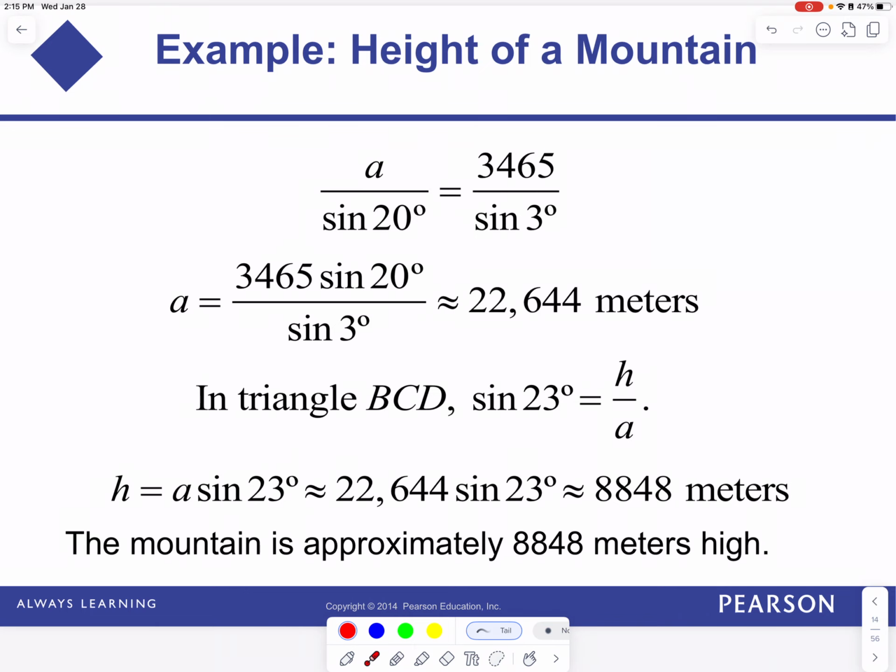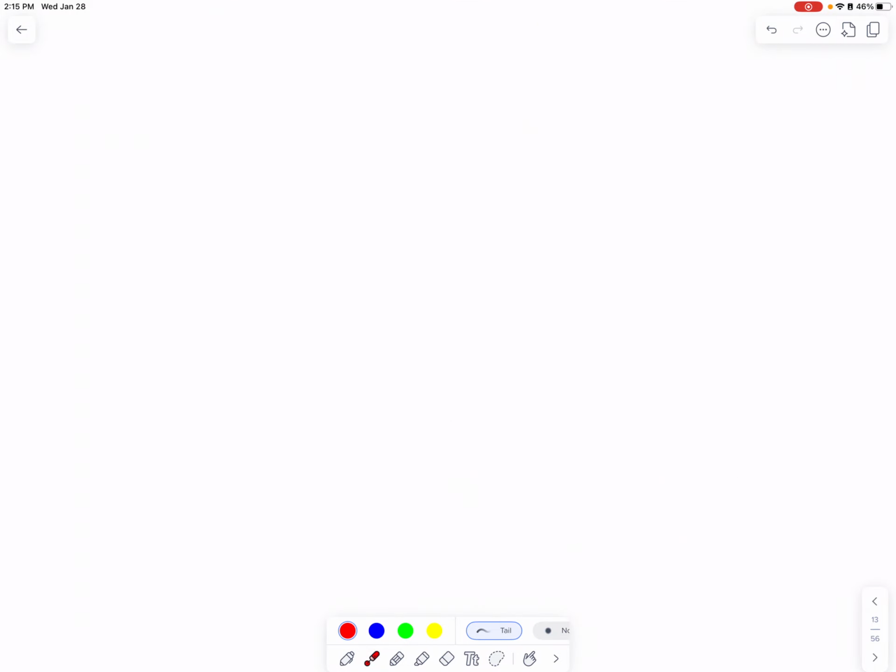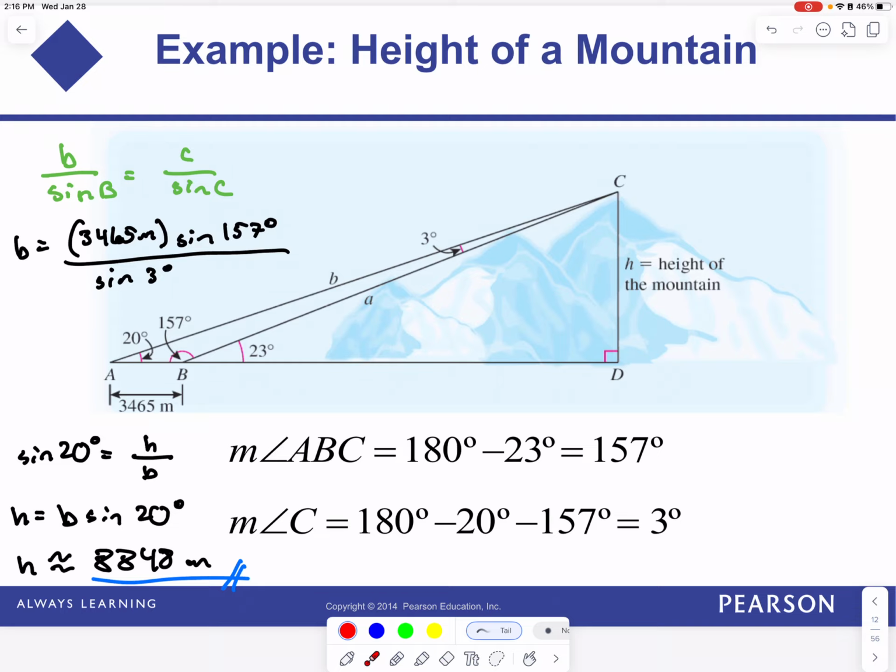Oh, I had some space, I didn't realize it. 22, 3465. They did the same thing. I don't understand why ours is getting off. Okay, triangle BCD. Yeah, okay, we got it. Yeah, we're good. So the mountain is approximately 8848 meters high. So yeah, they did the exact same thing. So again, the work that we did was fine. I think my interpretation somewhere at some point got off a bit, but what we did was correct, right? Yeah, what we did was fine.